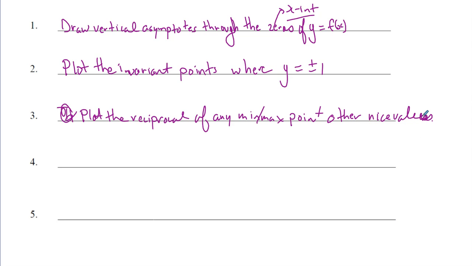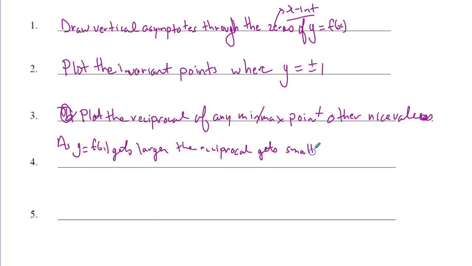Now, as y equals f of x gets larger, then you're going to plot smaller numbers, right? As y equals f of x, the original function, gets larger, the reciprocal gets smaller and tends towards 0. In other words, it heads towards 0. If it's from above, it's going to be above the 0, and if it's from below, it'll be below.